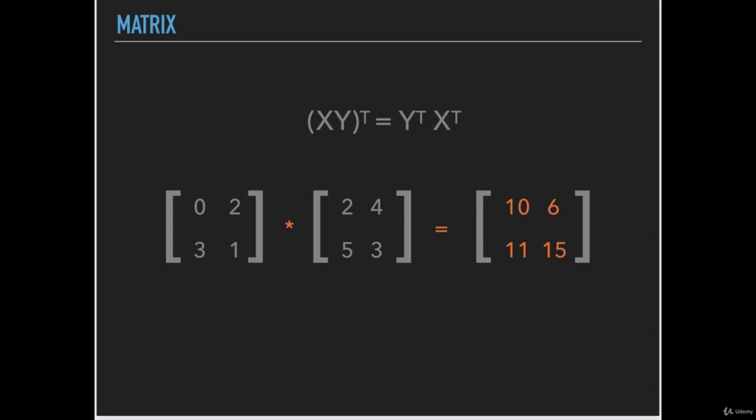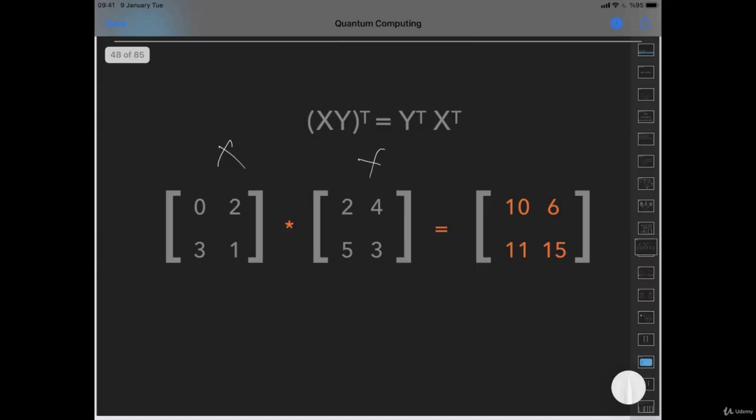For example, if you just try to get a transpose of these two matrices multiplied together, then it's equal to y transpose and x transpose multiplied. But again, as you can see, the ordering has been changed. So (xy) transpose is equal to y transpose x transpose.